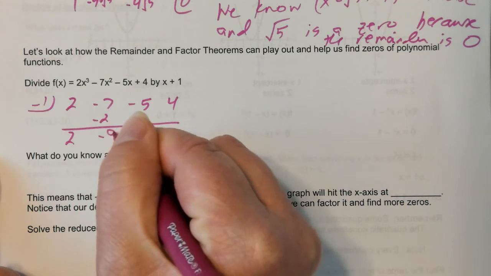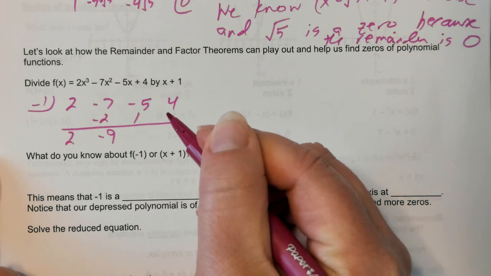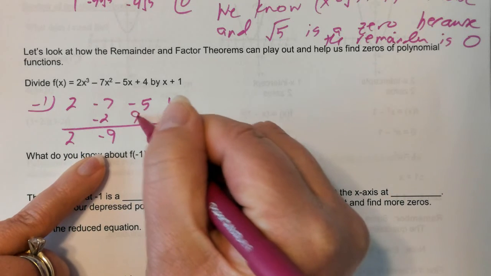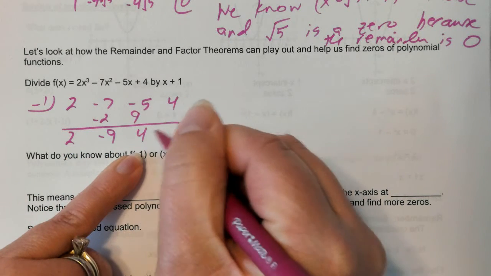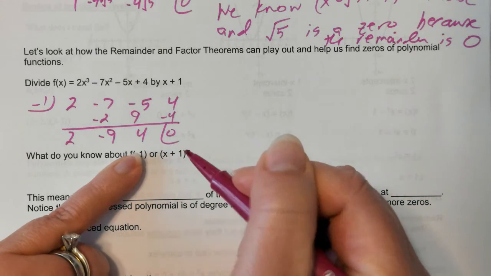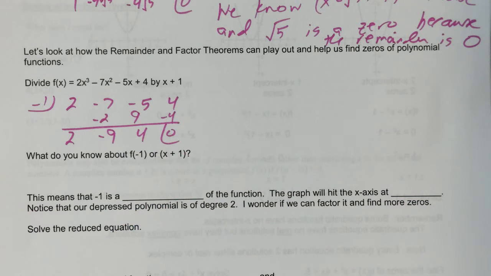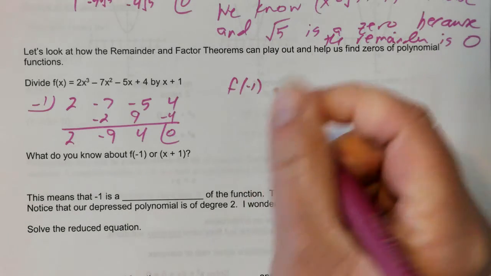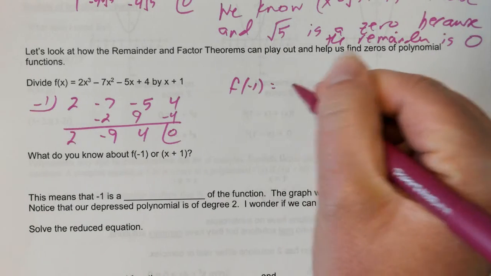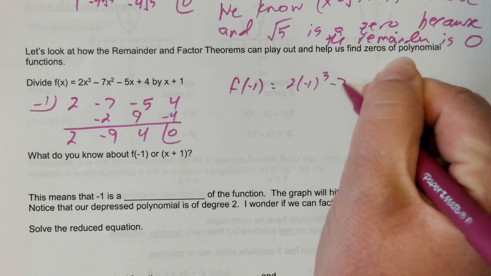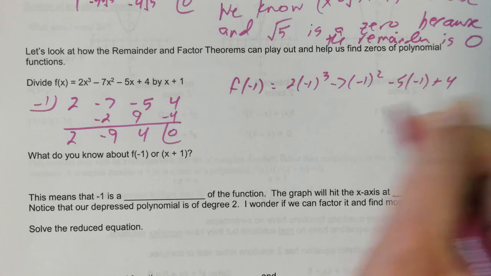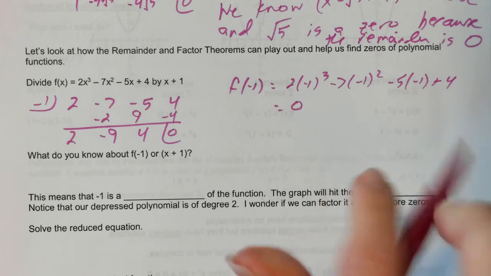Let's see here. Negative 1 times negative 9 is positive 9. Negative 5 and positive 9 is 4. And we get a remainder of 0. Since the remainder was 0, by the way, I could have done this as well. I could have plugged negative 1 in for x. So 2 times negative 1 to the third minus 7 times negative 1 squared minus 5 times negative 1 plus 4. If I typed that in my calculator, I would have also gotten 0.